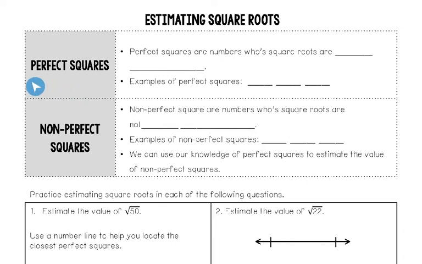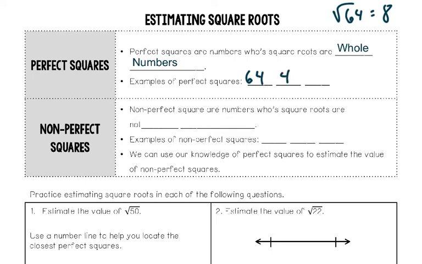Our perfect squares we looked at the other day. Remember, perfect squares are numbers whose square roots are whole numbers. For example, 64 is a perfect square because the square root of 64 is 8. 8 times 8 equals 64. Another example of a perfect square could be 4.